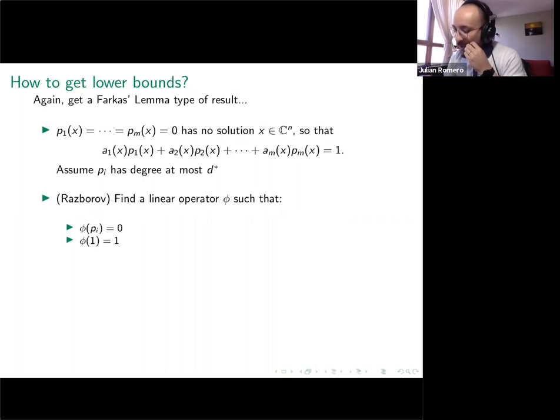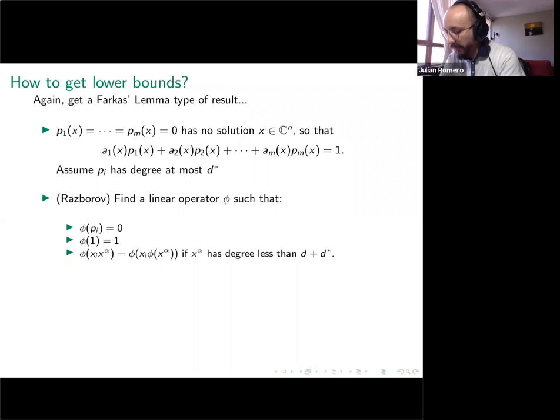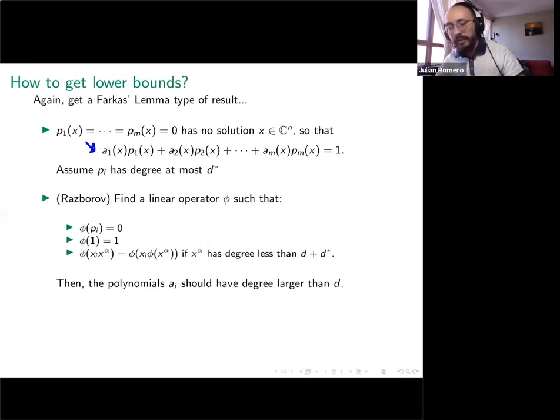And then we want to make sure that if it is equal to 0 here, it's also equal to 0 on every corollary of degree up to d of these polynomials over here. And I can do that by requiring that phi of x to the alpha equals phi of x to phi of x to the alpha. So let me see why this is actually useful. If I can find an operator that satisfies these conditions, then I'm going to show that the AIs over here have to have degree larger than d.